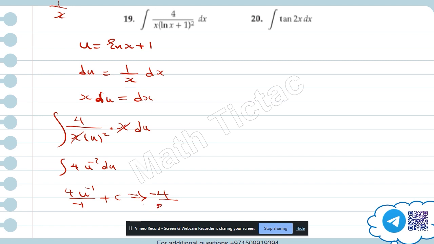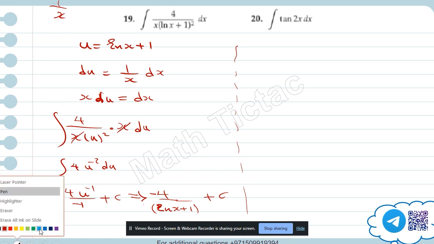So it will be 1 over ln x plus 1. Okay, then I will say plus c. That's it. This is the solution.